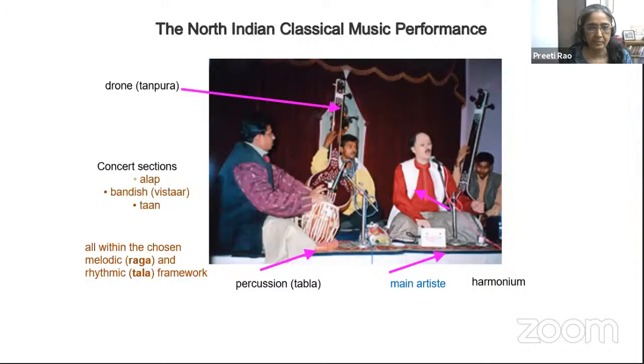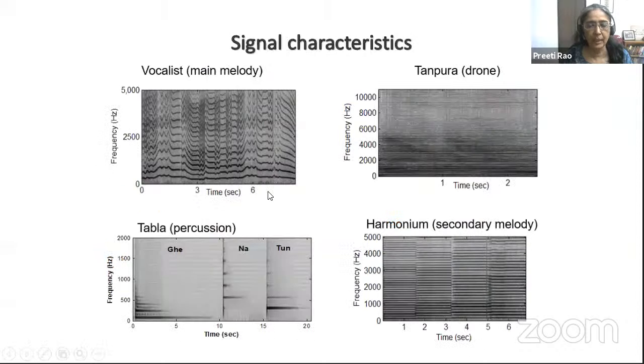Okay, so what do the spectrograms of those instruments look like? Because that's going to give us an idea of what we are up against in terms of trying to analyze this music. The vocalist would be singing, and so they would have this kind of a spectrogram showing us all the harmonics. And of course, we have these very continuous pitch fluctuations. The drone is quite static, not exactly, but more or less.